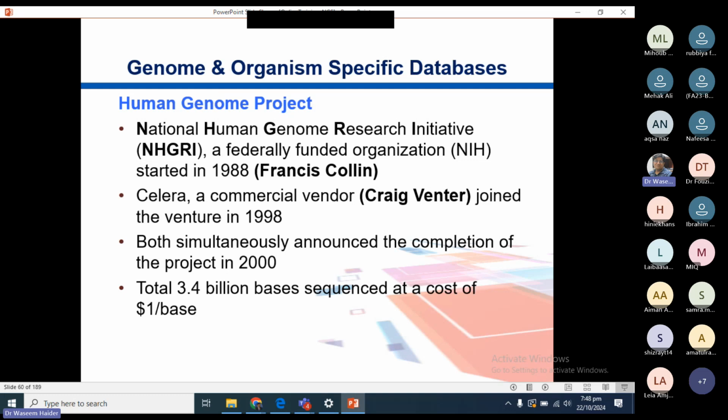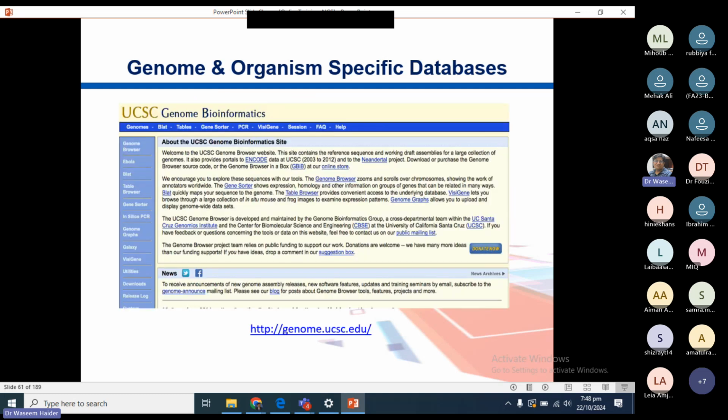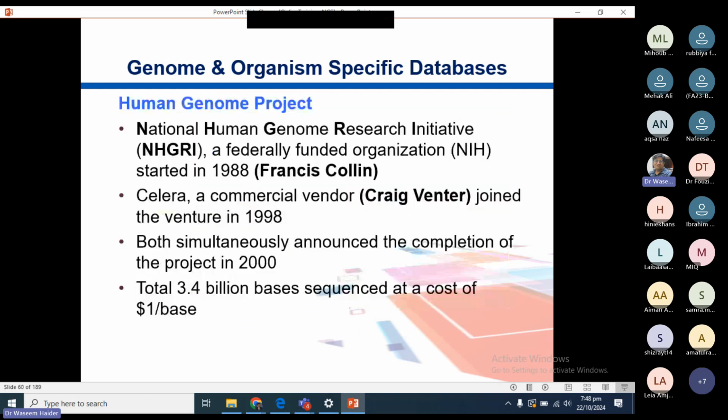But for the humans, that's the Human Genome Project, National Human Genome Research Institute, NHGRI, a federally funded organization, started in 1988. Francis Collins. Then Celera, a commercial company, also joined in 1998. They both simultaneously announced the completion of the project in year 2000. 3.4 billion bases sequenced at a cost of $1 a base, right?